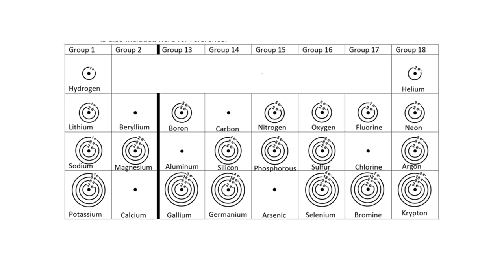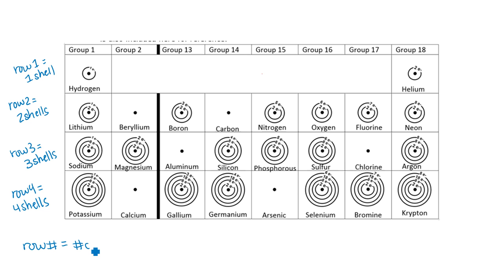If we look at our partially filled in periodic table, something we might notice is that, for example, everything in row 2 has 2 shells. Everything in row 3 has 3 shells. So if you go all the way across this row, all the ones that are filled in have 3 shells. Everything in row 4 has 4 shells, and everything in row 1 has 1 shell. So it looks like we can use the row number to determine the number of shells that an atom will have.